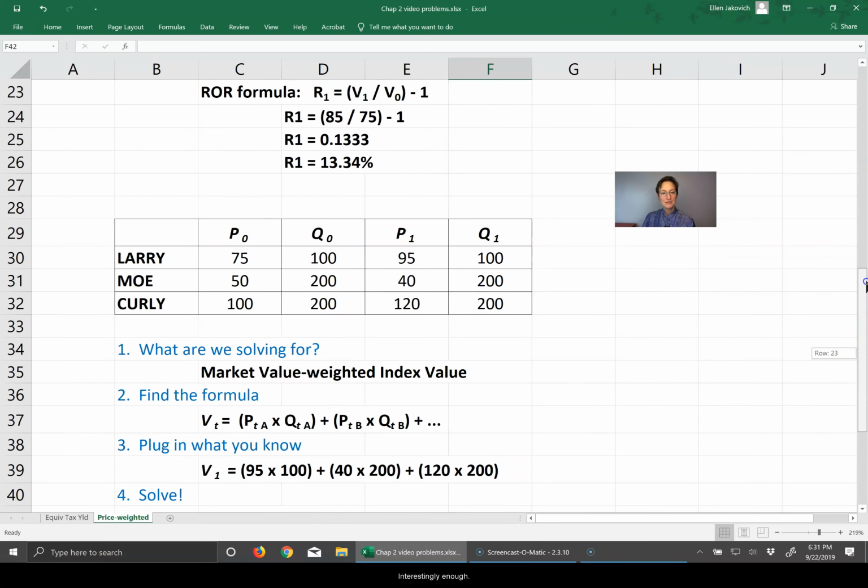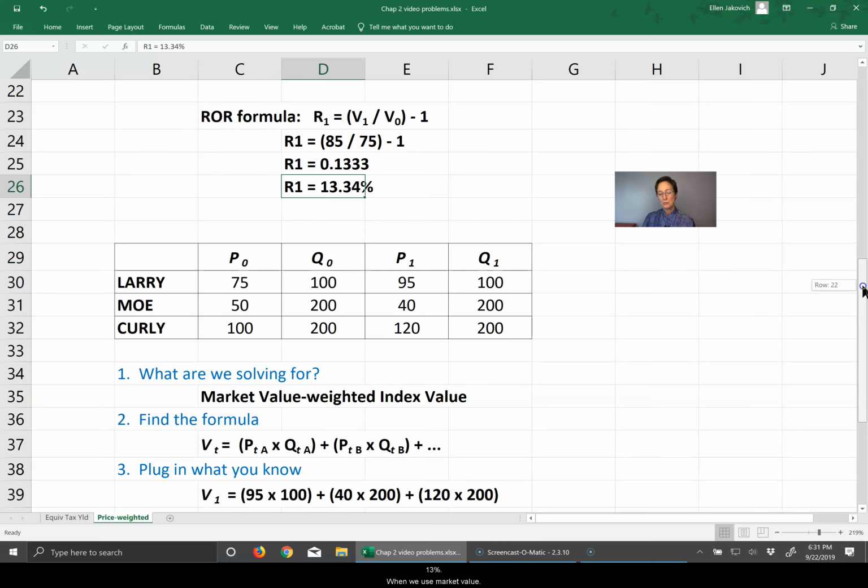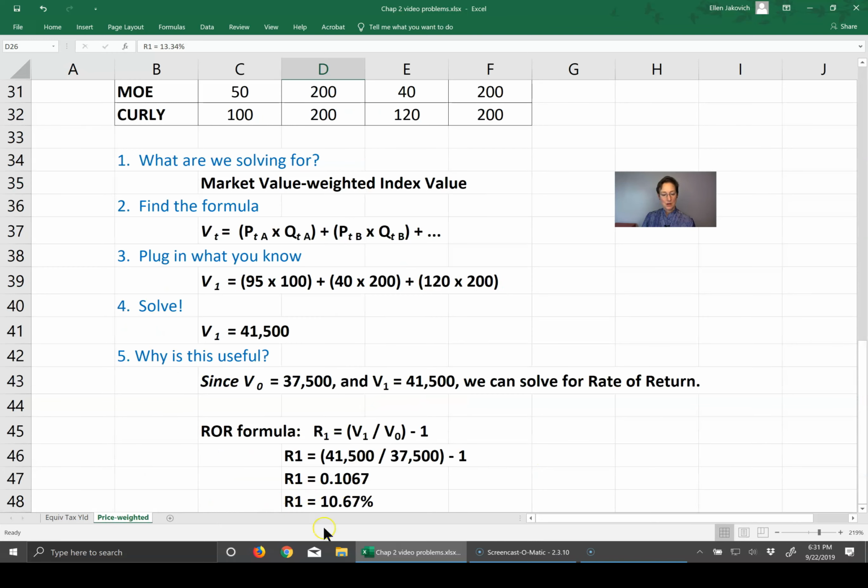Interestingly enough, if we do price value, we got 13%. When we use market value, it's only 10%. I'll let you think about that as to why that might be.